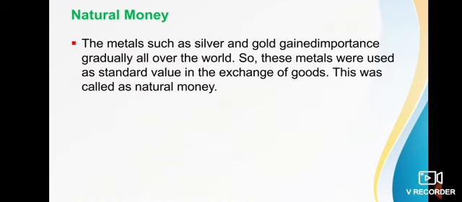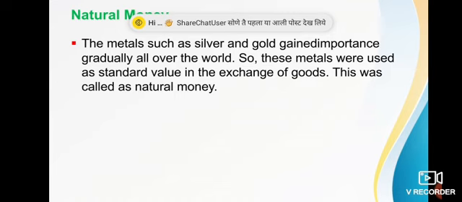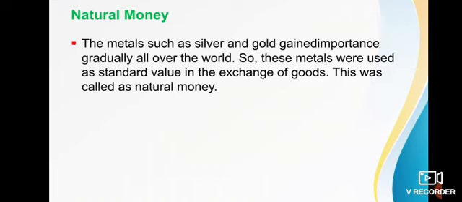Natural money. There has been a lot of controversy and confusion over the meaning and nature of money. Metals such as silver and gold gained importance gradually all over the world. So these metals were used as a standard value in the exchange of goods. This was called natural money. Metals like gold and silver were used throughout the world to buy any commodities.